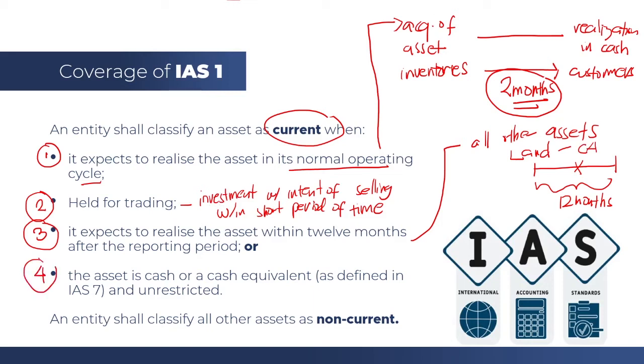The fourth one and the last one is when the asset is a cash or a cash equivalent as defined in IAS 7 and it is unrestricted. So that's pretty straightforward. IAS 1 gives us a very broad classification of a non-current asset. It says that all other assets are non-current. So if it does not fall on the first 4 definitions above, the asset is considered as non-current. In the next few slides, we will be talking about some common examples that we have already discussed before.